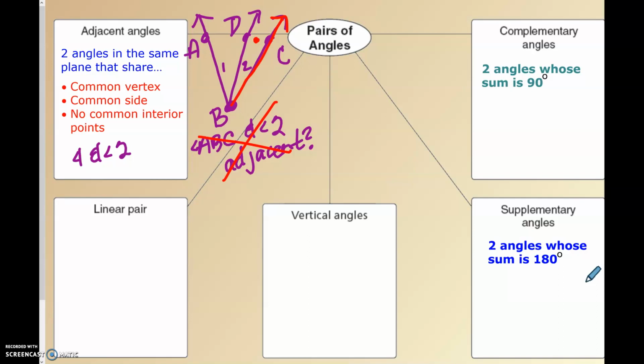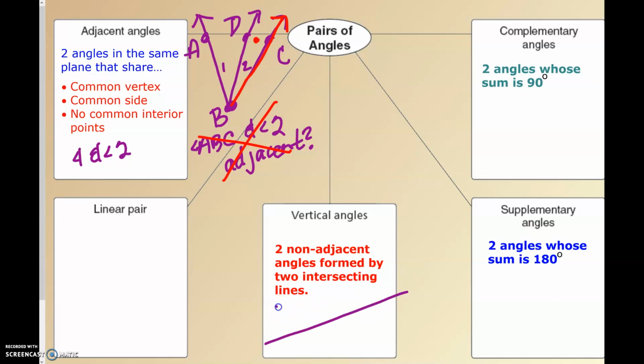All right, vertical angles. Now here's the definition, but I'm going to do a diagram at the end that usually helps students understand it a little better. So it's two non-adjacent angles formed by two intersecting lines. So let's get these two intersecting lines drawn here for you. Two intersecting lines.